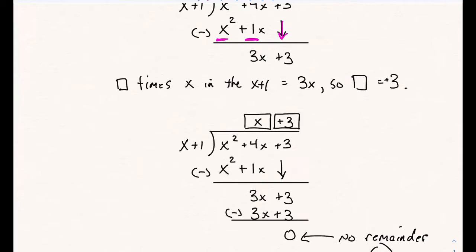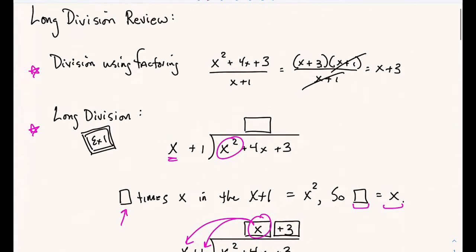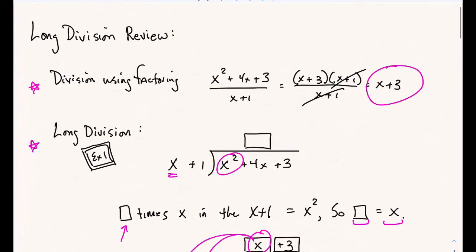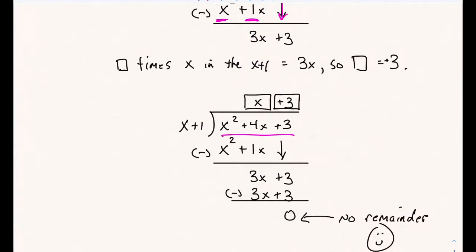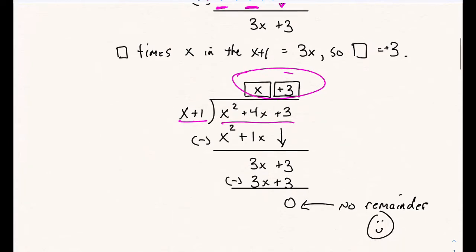So repeat the process. This is the long division piece, and sometimes we get lucky and we get no remainder, and that's awesome. So then we could go ahead and say that, well, exactly like we did with factoring above, I could divide this by this and get x plus 3. Yay. All right, piece of cake.